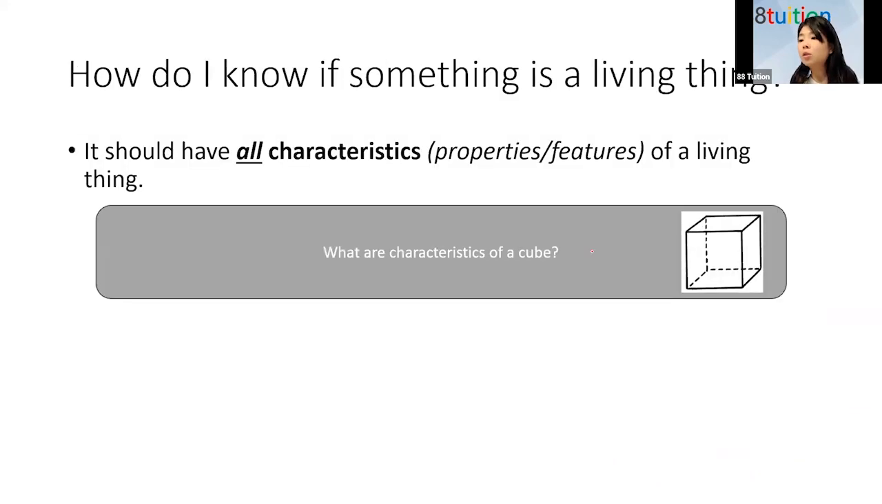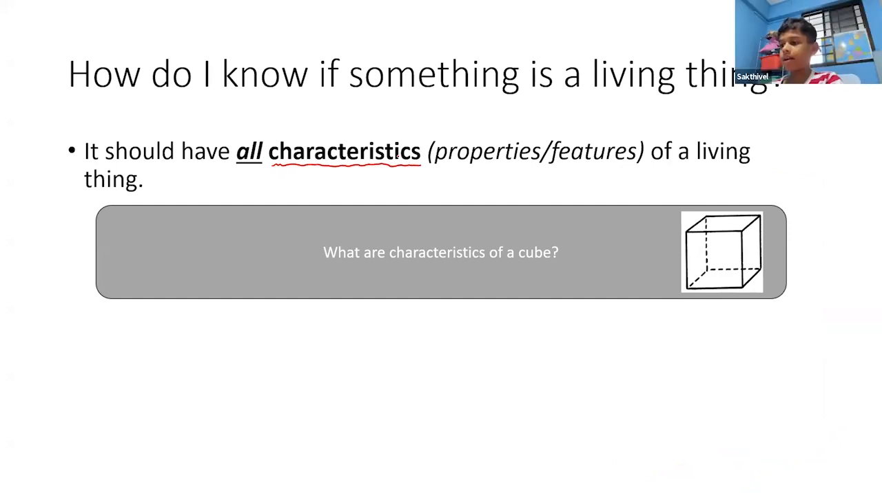All right. So how do I know if something is a living thing? If something is a living thing, it should have all the characteristics of a living thing. Now, what is characteristics? Have you heard this word before? Characteristics is something that I can use to describe an object. For example, a ball is round, correct? A ball is bouncy. Those are characteristics of the ball. Properties or features. So when I look at this cube here, can you name me a characteristic of the cube?